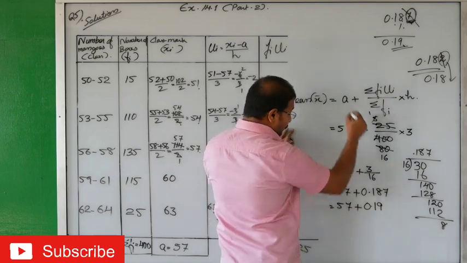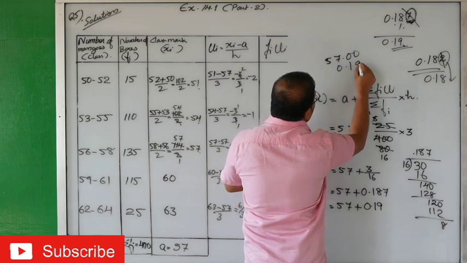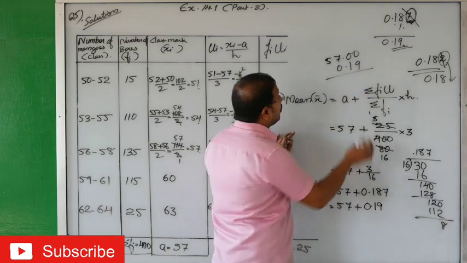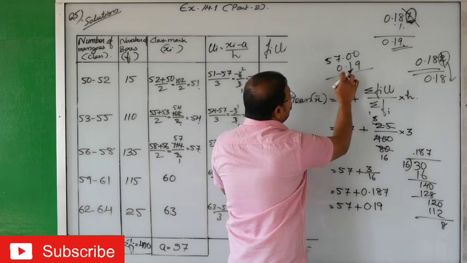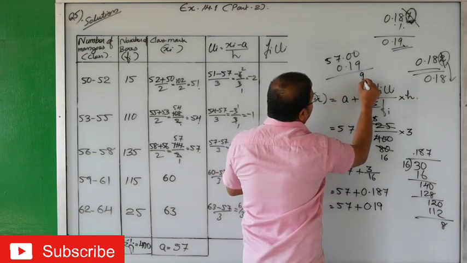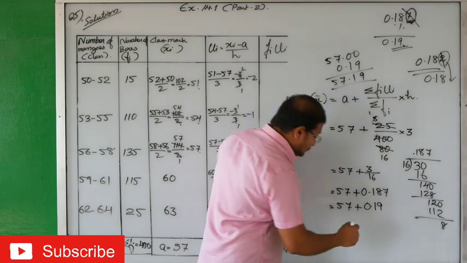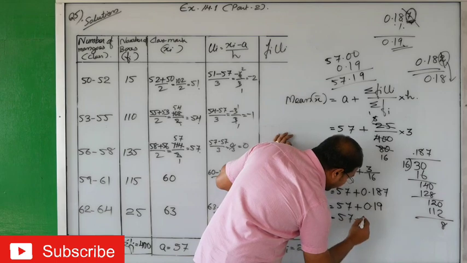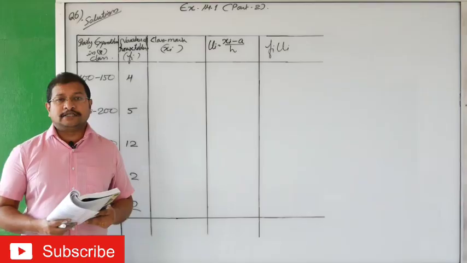Now we will add these 2. That means 57.00 plus 0.19. Addition, be careful, don't make a mistake. Ready? So 57.00 plus 0.19. Now adding 9, 1.75. I hope you can understand. That means we got 57.19. Is it okay? See the next question.